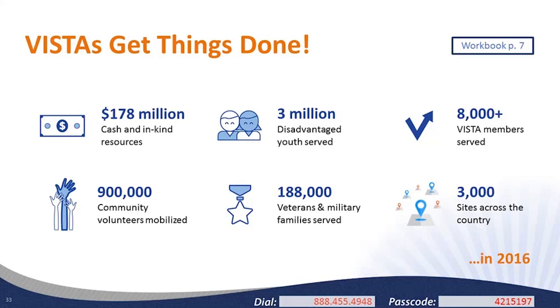The National Center for Children in Poverty estimates 16 million children in the United States, about 1 in 5, live below the poverty line. VISTA members made it possible for their sponsors to serve 3 million of those children in after-school programs, tutoring, and assistance in food security. And then programs supported by VISTA members served 188,000 veterans and military families. And I saw in the chat we have quite a few members actually focused on that.